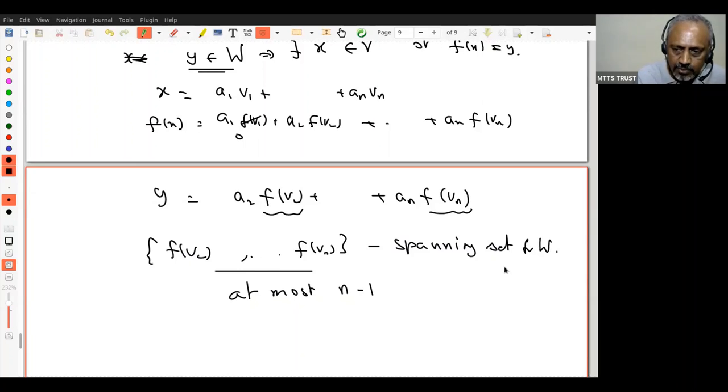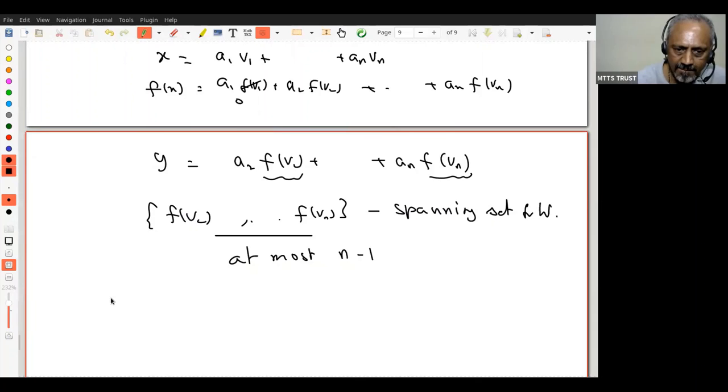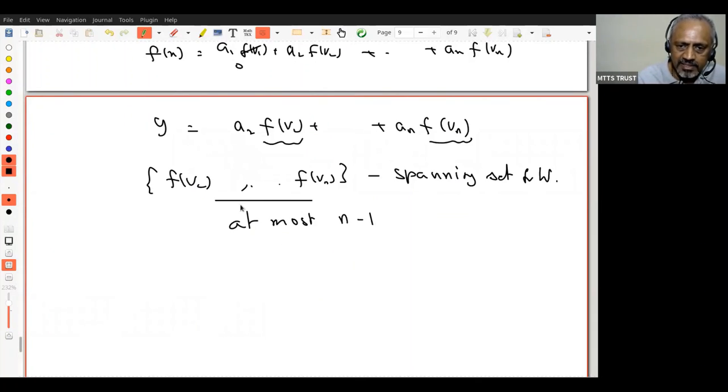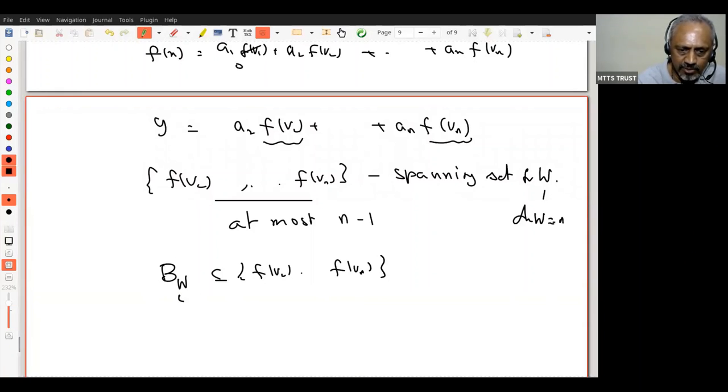But this is a spanning set of at most n minus 1 elements spanning an n-dimensional space. What is the dimension of W? That is n. By an earlier result, I can find a basis BW contained in f of v2 to f of vn. From any spanning set, I can extract a basis. Therefore, this will be a basis for W. But the spanning set itself has at most n minus 1 elements, therefore the cardinality of this basis will be less than or equal to n minus 1. This is a contradiction because the dimension of W is n.